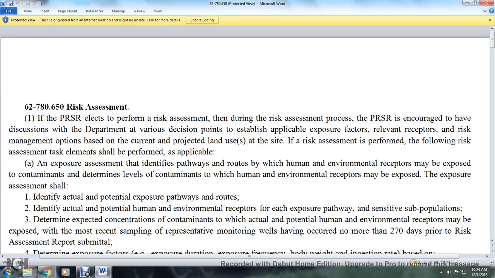performed as applicable. An exposure assessment identifying the pathways, routes, and the human and environmental receptors that may be exposed to the contamination, and determining the level of the contamination to which the human and environmental receptors may be exposed. The exposure assessment shall identify the actual and potential exposure pathways and routes, identify the actual and potential human and environmental receptors for each of the exposure pathways, sensitive subpopulations, and determine expected concentrations of contamination to which actual and potential human and environmental receptors may be exposed, with the most recent sampling of representative monitoring wells having occurred no more than 270 days prior to the risk assessment report submittal.